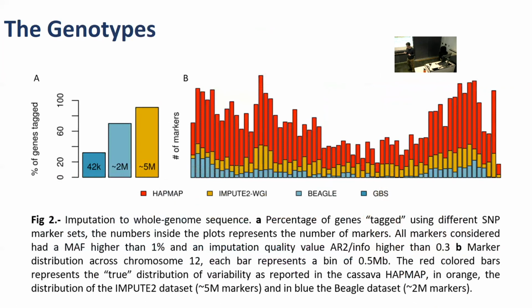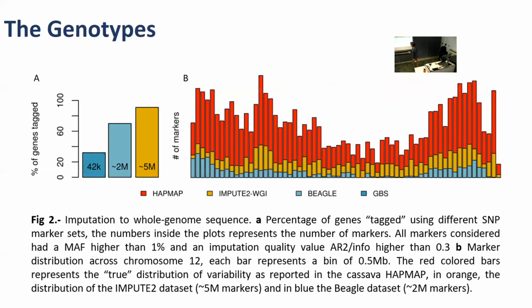And then if I use only the 42K markers from GBS, I could only tag around 30% of the genome. Then if I did Beagle imputation, Beagle is just an algorithm of whole genome imputation, I get to 70%. And finally, I stopped with Impute2, that is, for me at least, a better whole genome imputator, and I could get markers that will be tagging close to 92% of the genes. So that's the only reason why I keep this methodology together with the information from the Gusev paper.